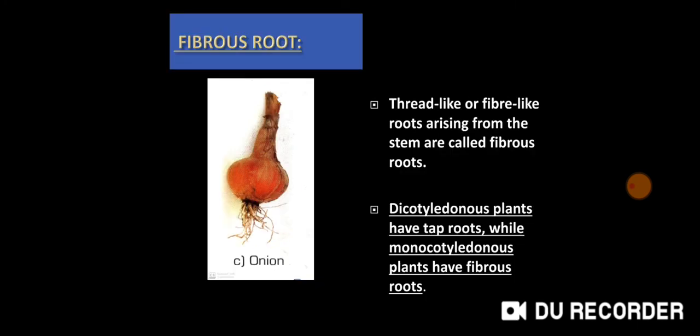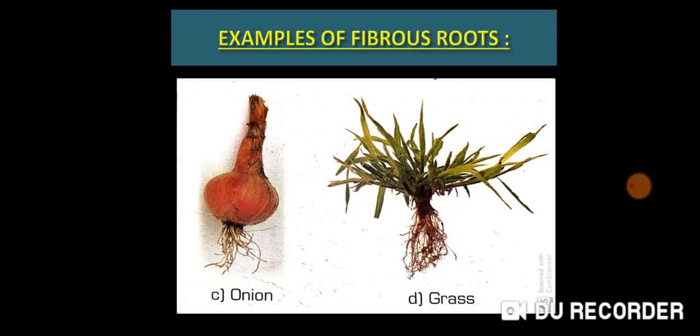Now we see the fibrous root. Thread-like or fiber-like roots arising from the stem are called fibrous roots. The example of fibrous root is onion. Dicotyledonous plants have tap roots while monocotyledonous plants have fibrous roots. The examples of fibrous root are onion and grass.